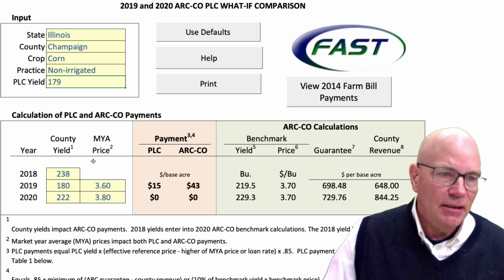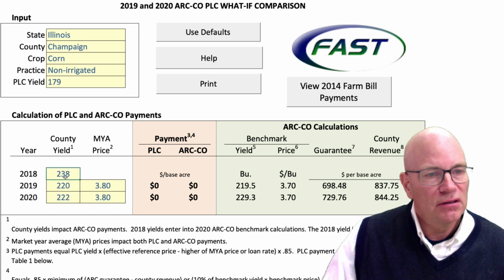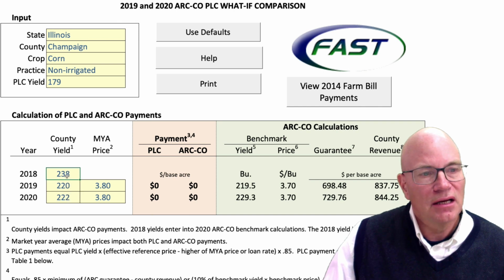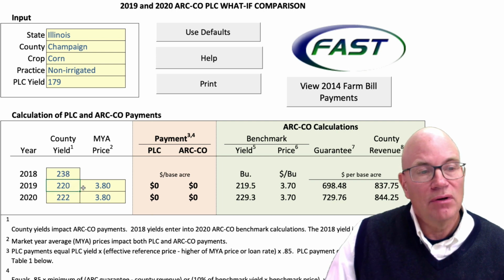We bring that in, and then we can hit just use defaults to get us back to our default yields and prices. We bring in yields and prices that are at trend lines. The 2018 yield is what we believe the 2018 yield will be for FSA, and then we can look and see what those 2019 yields and prices do to PLC and ARC County payments.